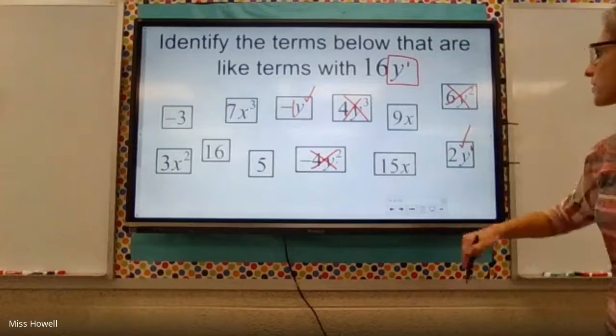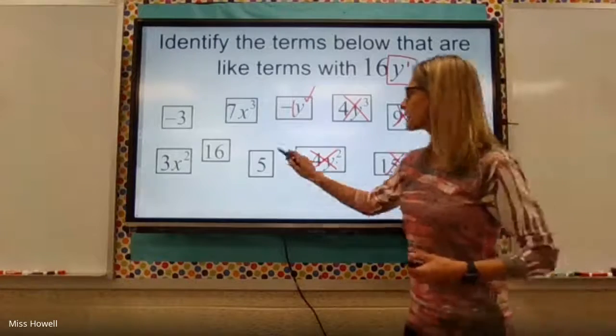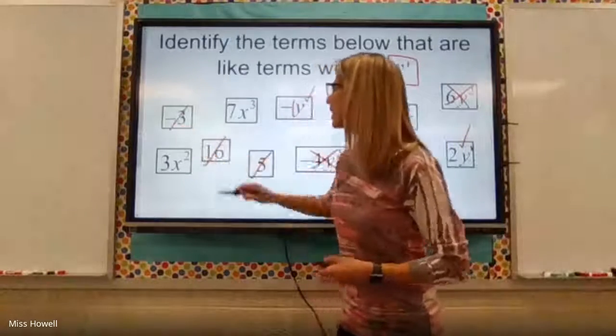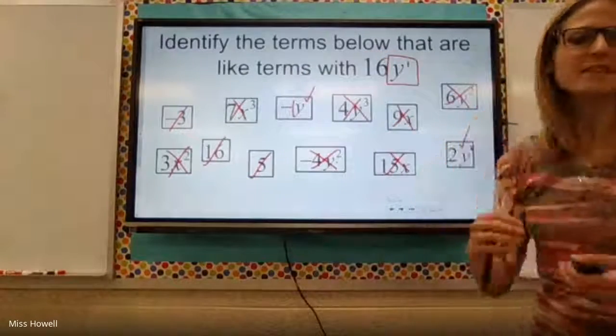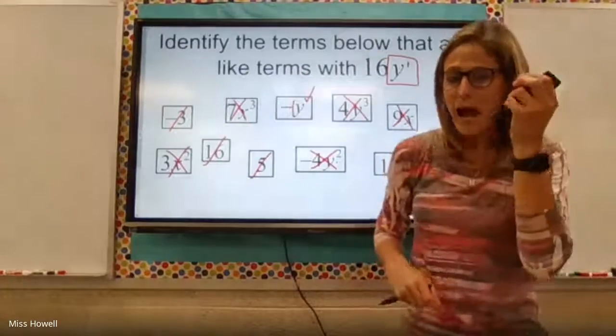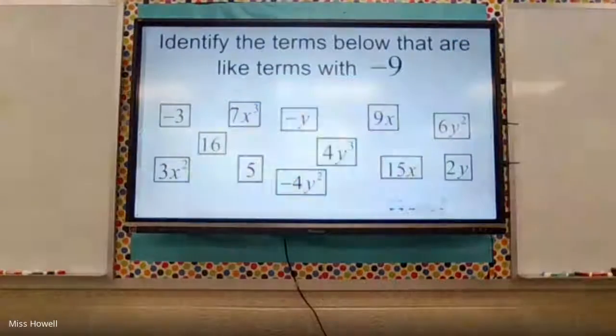Now, all the others, this has an x, that's out, right? That has an x, it's out. These are just the numbers, they're out. And these have x squared and x cubed, those are out. They have to have the same letter to the same power to be in the same group of like terms, so be careful.